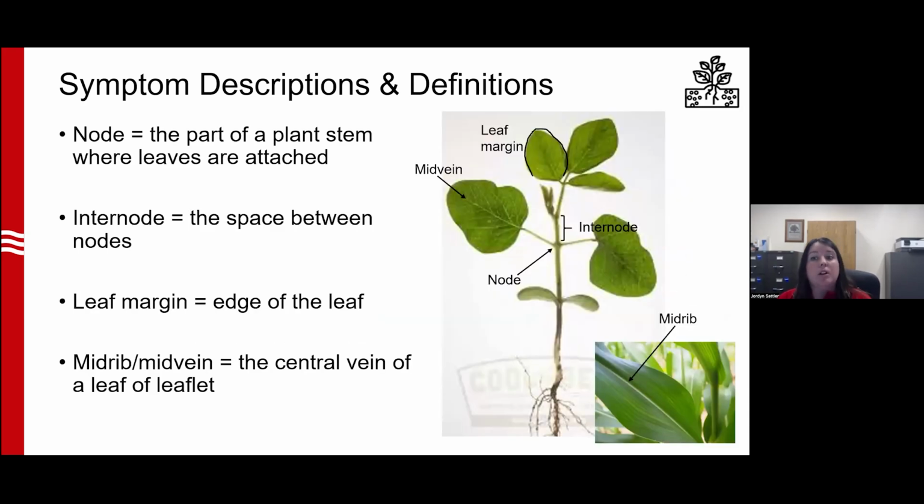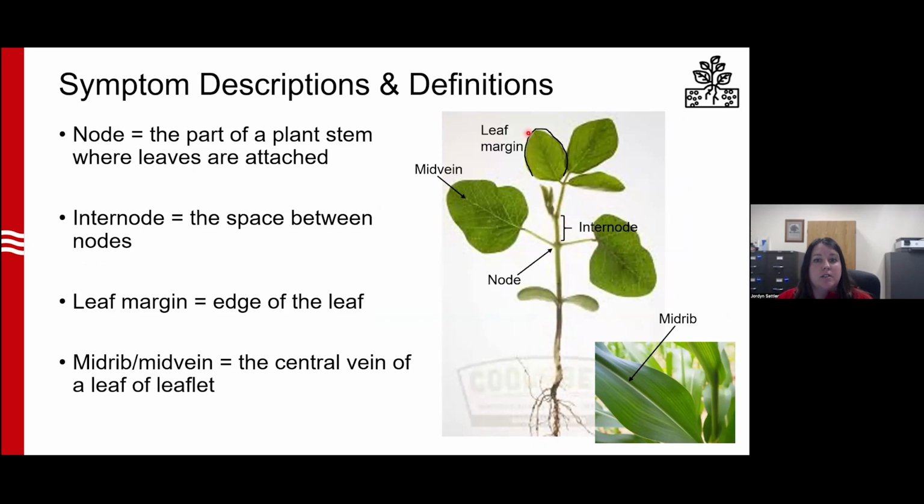So here are a few words that I'll use to help describe those locations. A node is the part of a plant stem where the leaves are attached. So that would be a node right there. This would also be a node. And then an internode is the space between them.